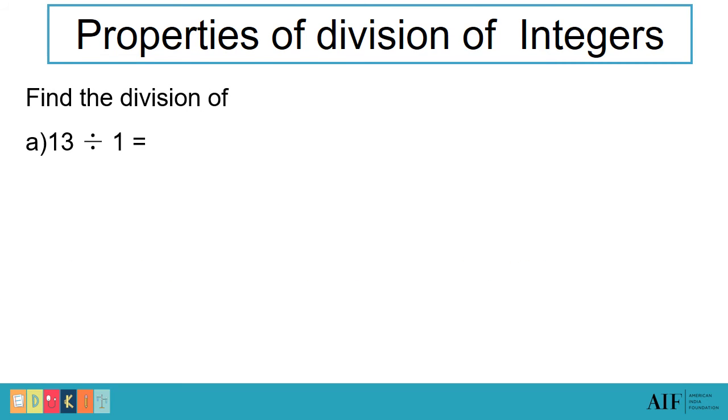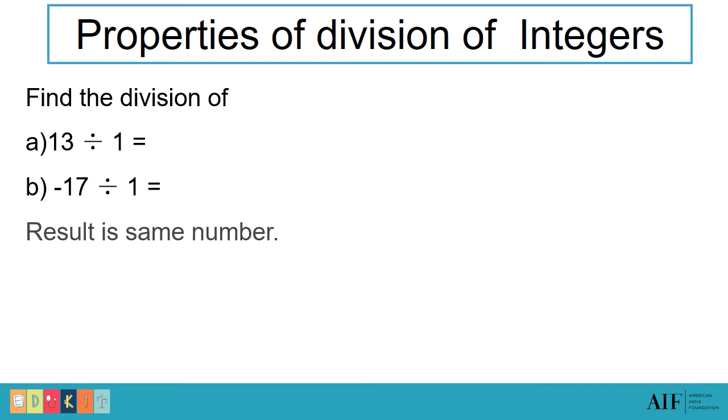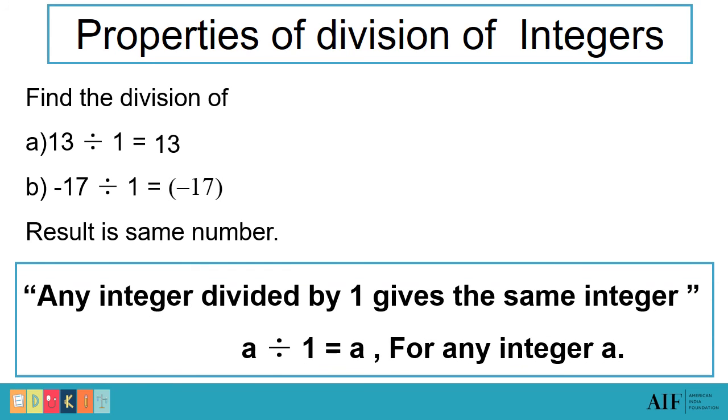Find the division of 13 divided by 1 and minus 17 divided by 1. The result is the same number: 13, minus 17. So any integer divided by 1 gives the same integer. a divided by 1 equals a for any integer a.